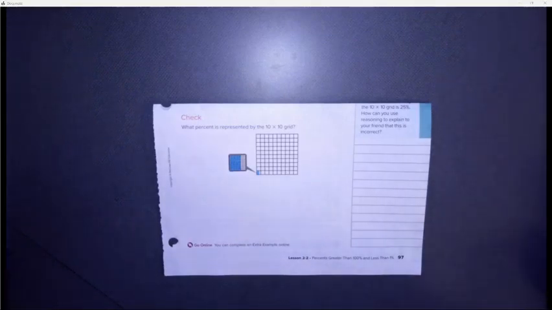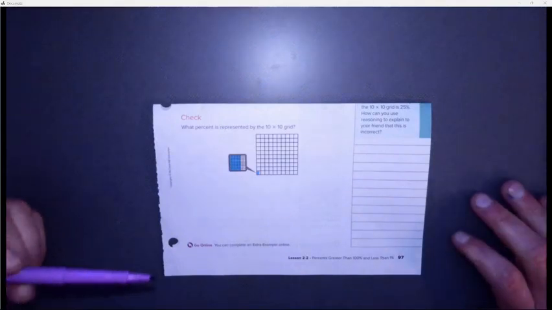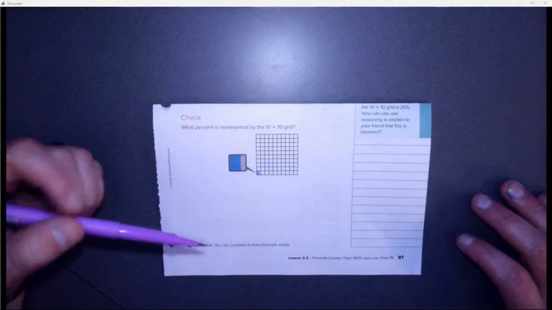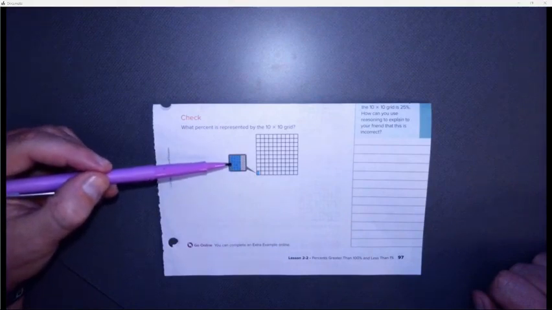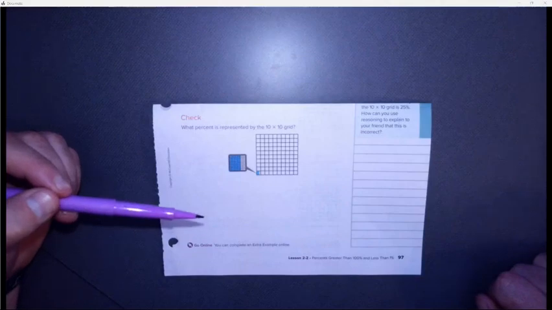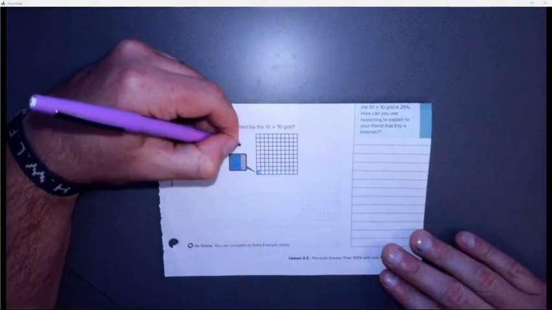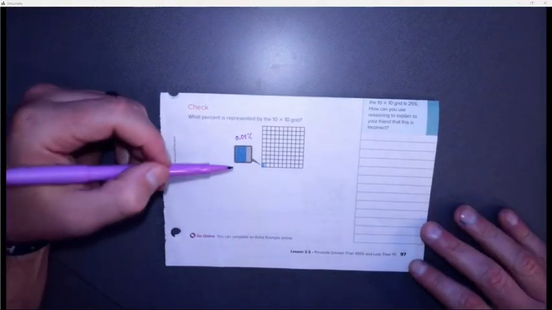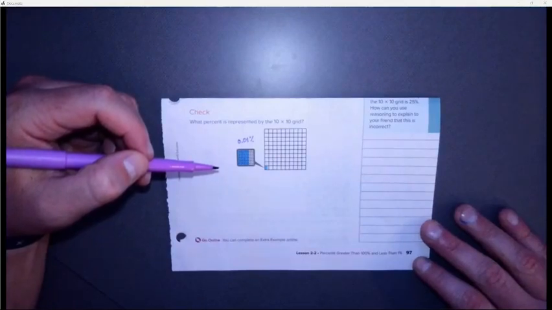Now let's look at the check problem at the bottom of page 97 and use what we've learned so far and apply it. They ask us what percent is represented by the 10 by 10 grid. So we see that it's going to be something less than 1% because it's not one full square within my 10 by 10 grid. I look at my smaller 10 by 10 grid, which represents my hundredths. We know one of these squares is 0.01%, or 100th of a percent. So I need to know how many of these are shaded, and that will tell me how many hundredths of a percent I have.